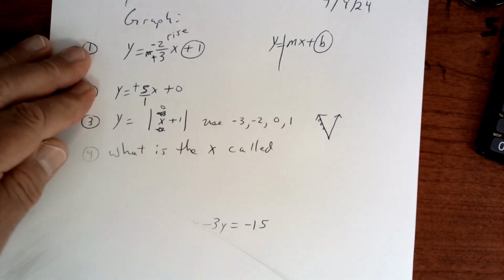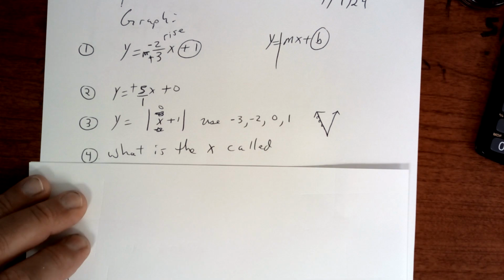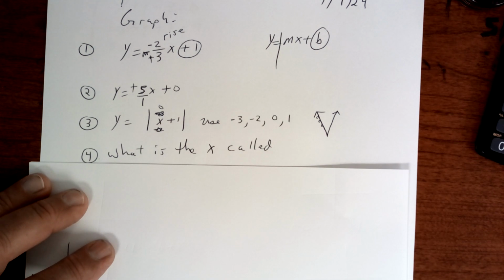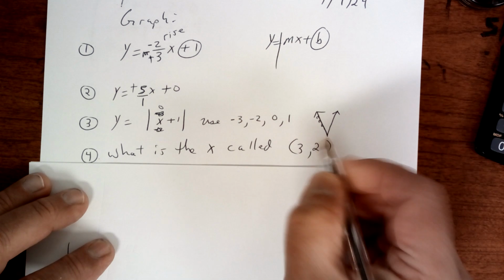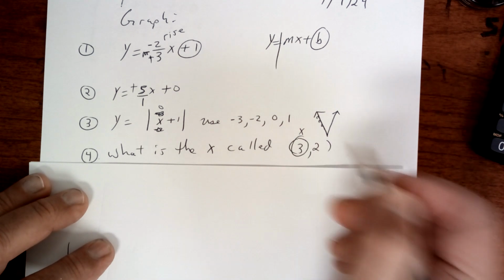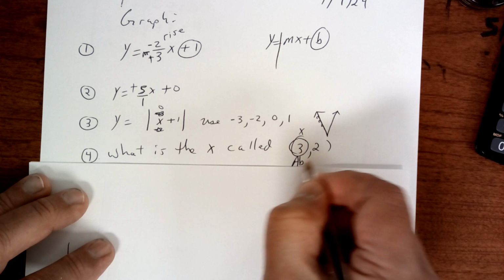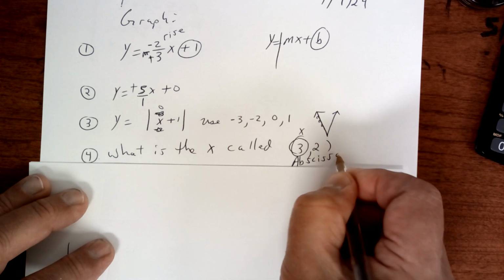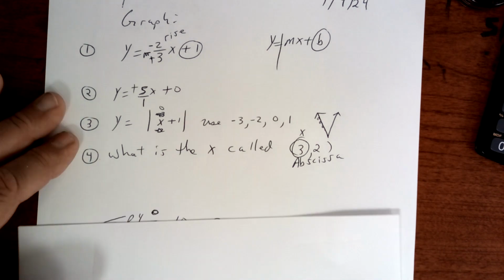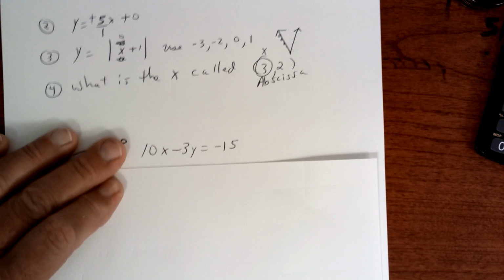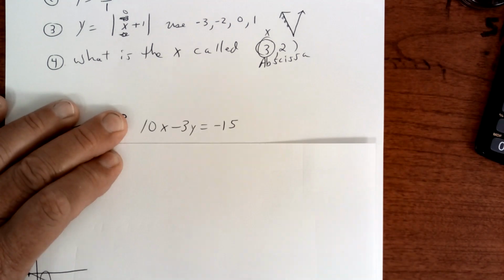All right, this one right here, what is the x called? Well, when you take a point, and let's say 3 and 2, this is your x. The x is called the abscissa. Write that down. It's a weird name, and a lot of kids don't remember that. A goes for the x, abscissa. Copy this one down.